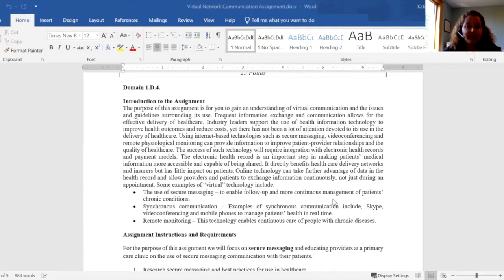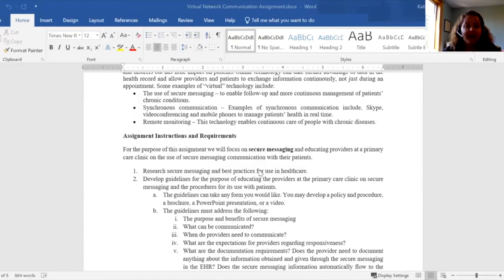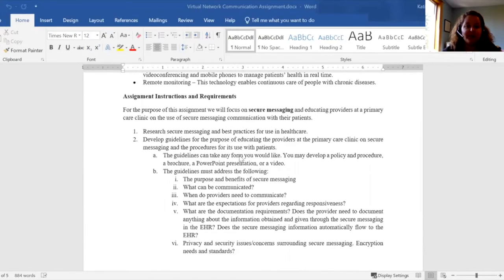As we've all seen with COVID, this is becoming increasingly more important, and I think providers are looking at all kinds of different ways to communicate with their patients virtually, through mechanisms like this and functionality from the EHR. So take some time to read that. And then what I really wanted to touch on was just some of these assignment instructions and the requirements.